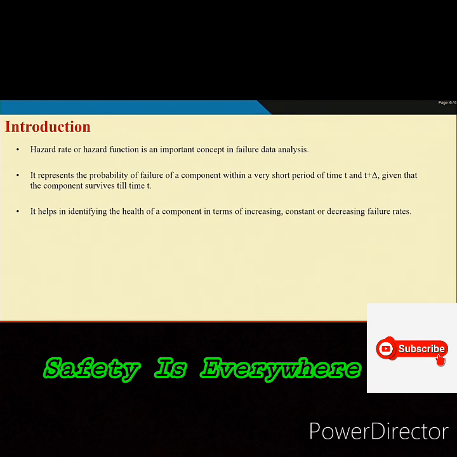So, what is hazard rate? Hazard rate, or hazard function, is basically the probability of failure of a component within a very short period of time, between t and t plus delta, given that the component survived till time t. It helps in identifying the health of the component in terms of increasing, constant and decreasing failure rate. That also we will see later on.